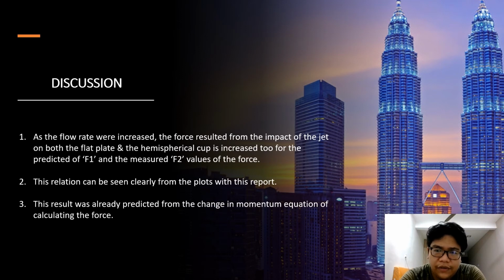So the first thing that we noticed in this experiment is that as the flow rate increases, the force resulting from the impact of the jet on both the flat plate and the hemispherical cup increases too, for both the predicted F1 and the measured F2 values of the force. This relation can be seen clearly from the plots in this report, and this result was already predicted from the change in momentum equation for calculating the force. So that's what I have gained from this experiment.